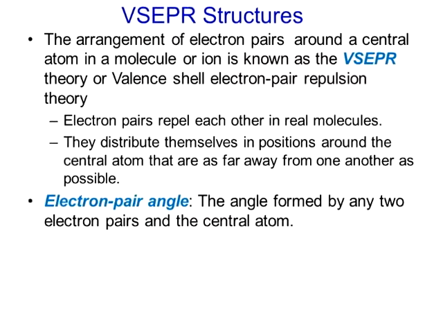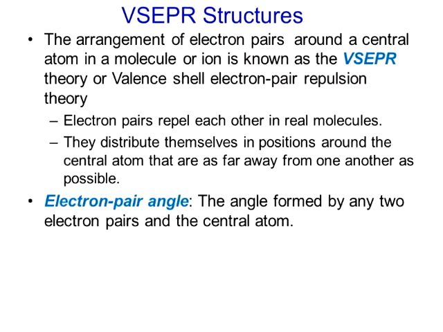When atoms combine, there's also a lower energy geometry that they will acquire. That lower energy geometry is described in what's called VSEPR structures. So what are VSEPR structures? The arrangement of electron pairs around a center atom in a molecule or ion is known as VSEPR theory, which is known as valence shell electron-pair repulsion theory.